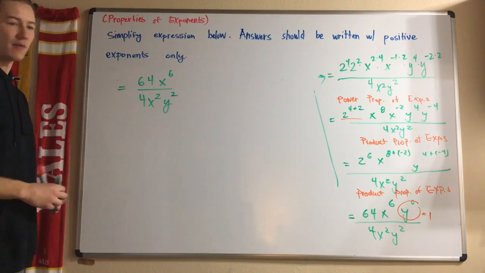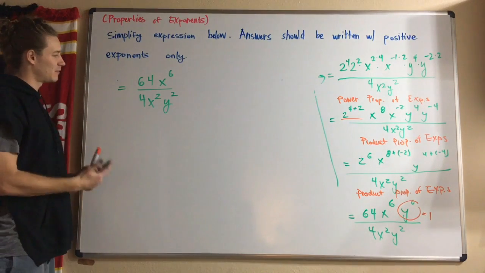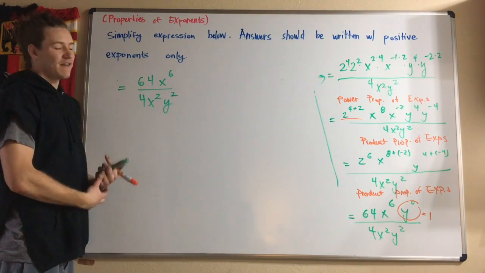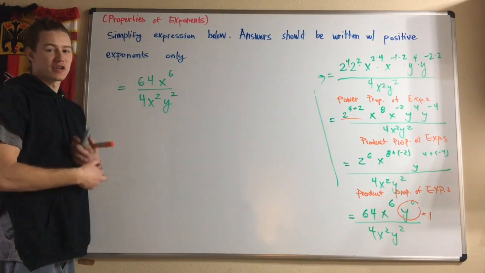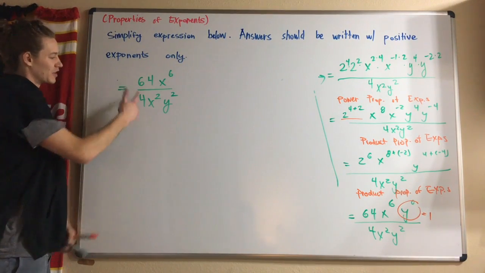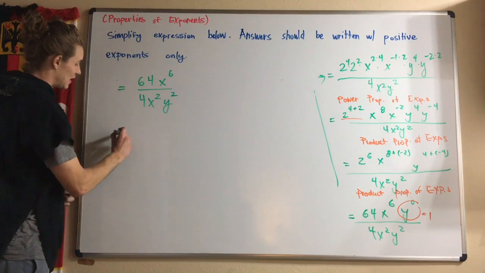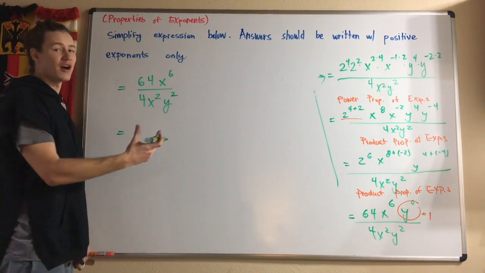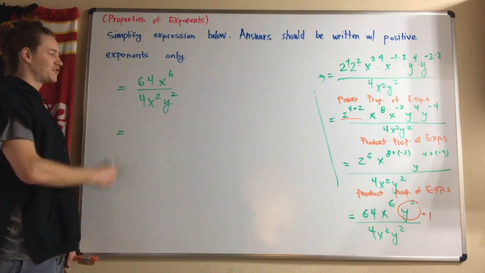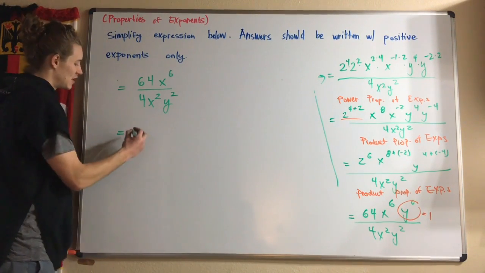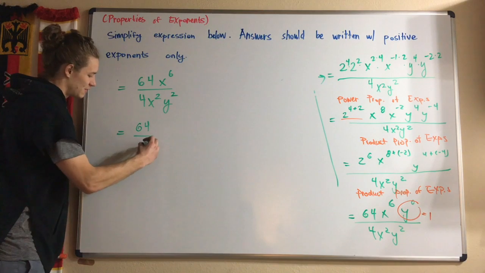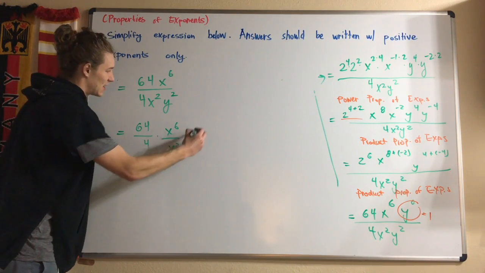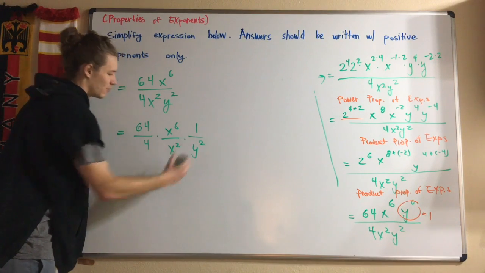How can I simplify a problem like this? Well, one way to simplify a problem like this is to look at the quotients of things that have the same base and also just look at quotients of numbers. So in this case, we're going to split this up. We could split this fraction up into a product of fractions with numbers, fractions with x's, and fractions with y's. So we write this as 64 divided by 4 times x to the 6th divided by x squared times 1 over y squared.